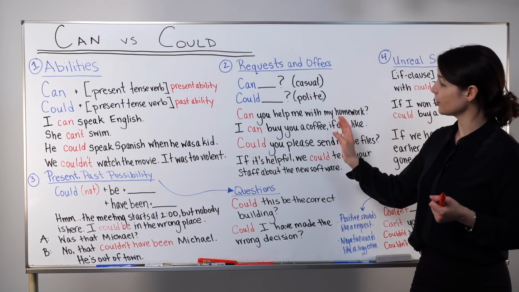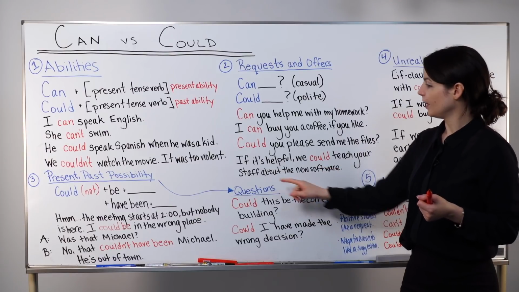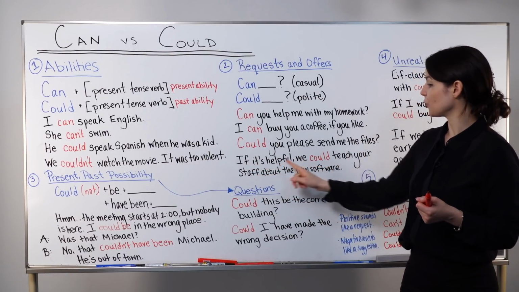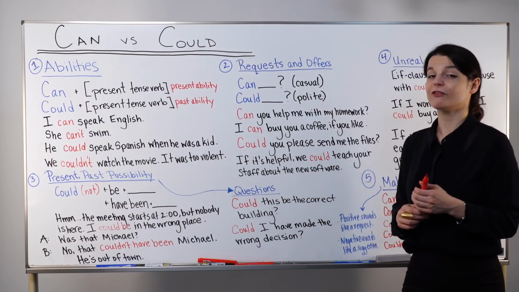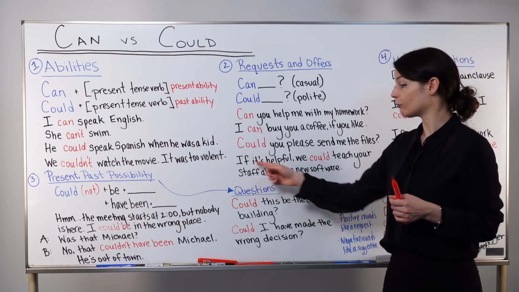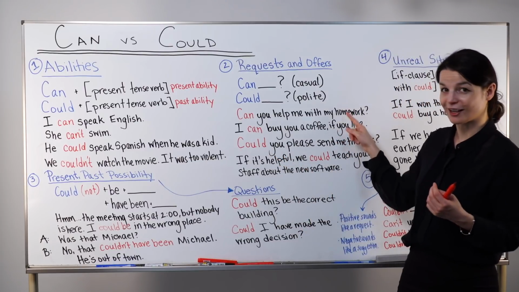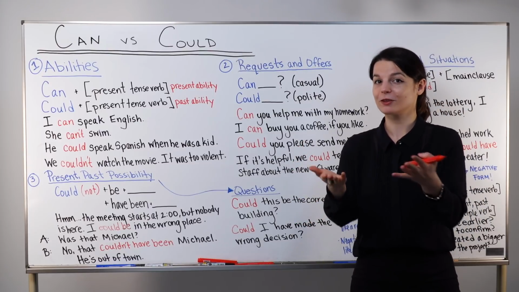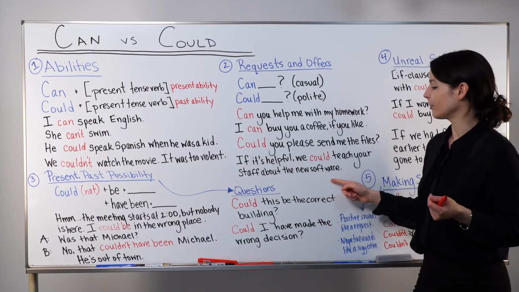Okay, let's finish this part with an offer using could. If it's helpful, we could teach your staff about the new software. If it's helpful, so again, it's a softening expression, kind of like if you like, but this sounds a little more formal. If it's helpful, if you like, we could teach your staff about the new software.